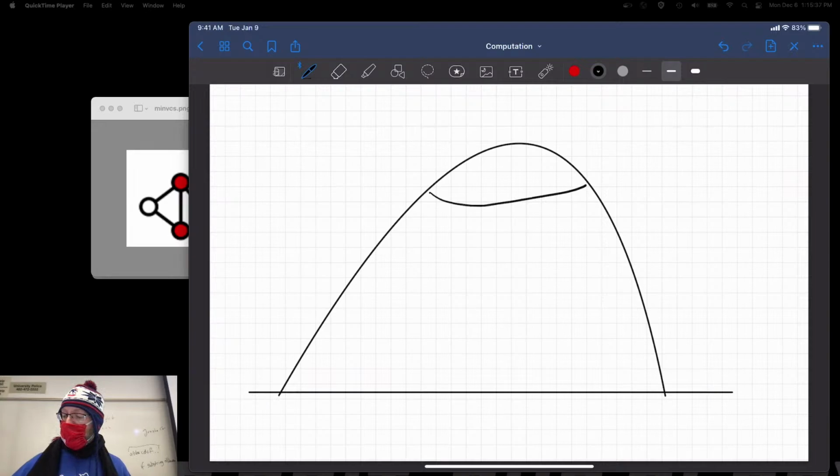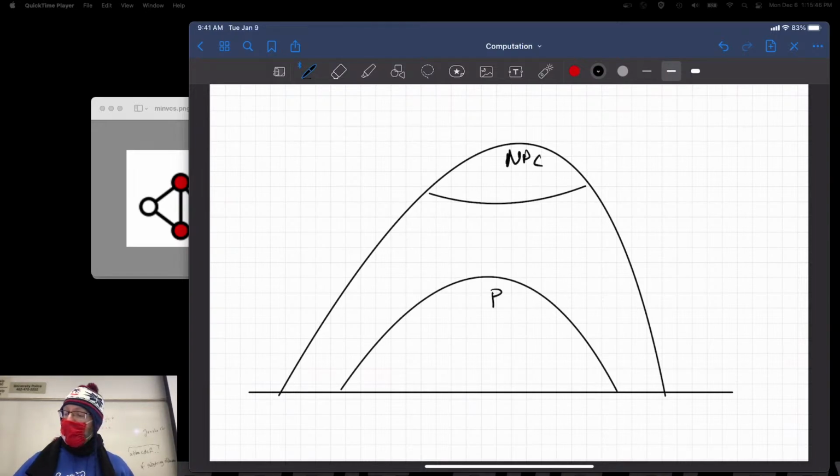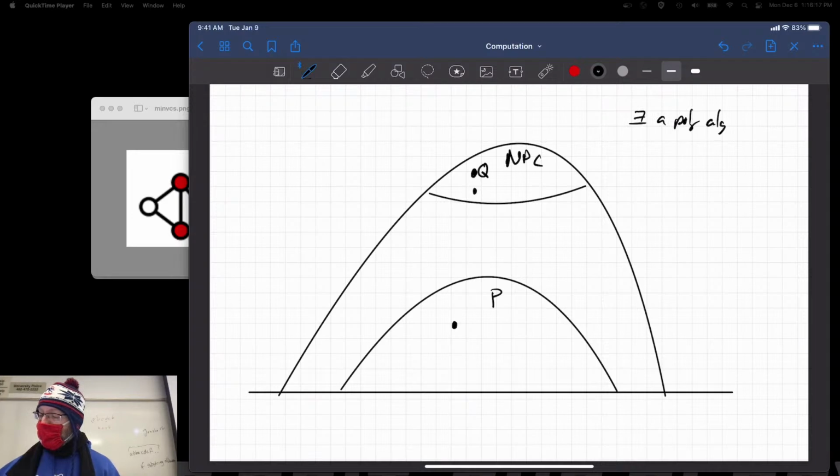So once again, we've got this NP complete, we've got P over here. And again, we can use Wednesday to answer some basic questions here, but again, suppose that there's this problem here, I'll call it Q. Suppose that I find that there exists a polytime algorithm for Q.